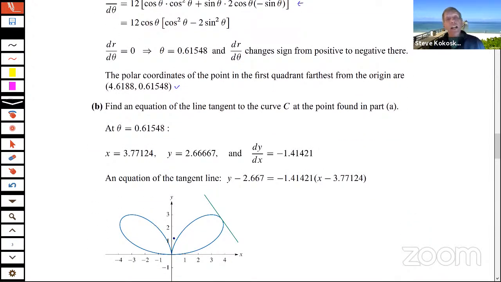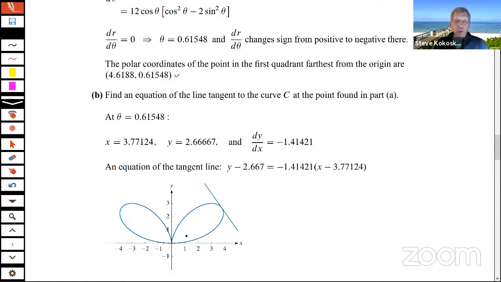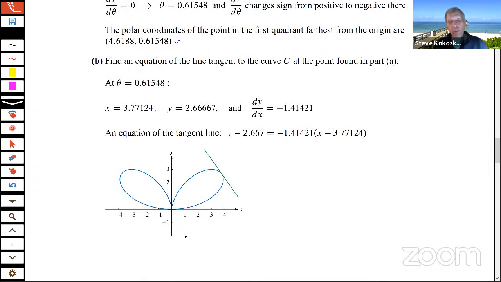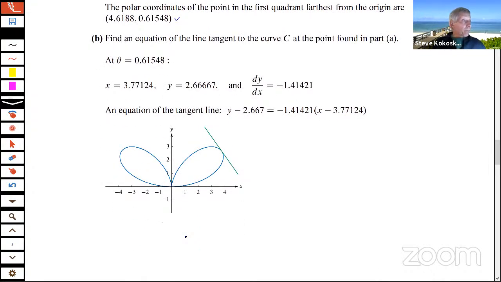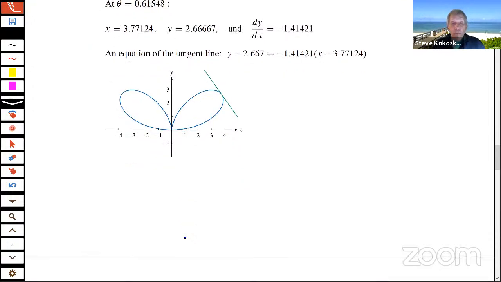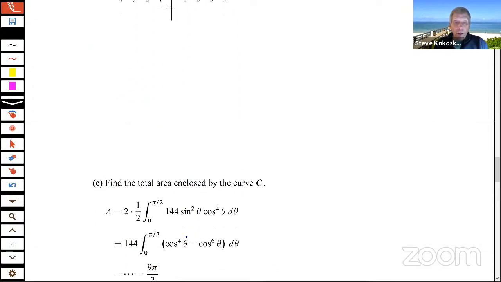If we wanted to find an equation of the line tangent to the curve C at that point, we can do that. This is all numerical. I've drawn, again, the curve and the tangent line in there. And I think I have one more part of this.